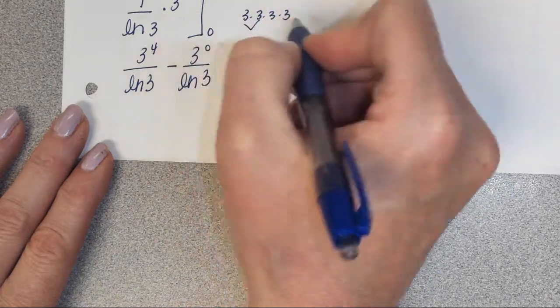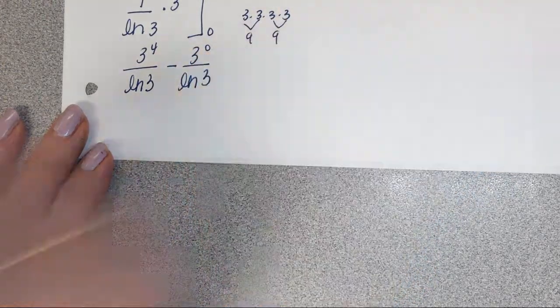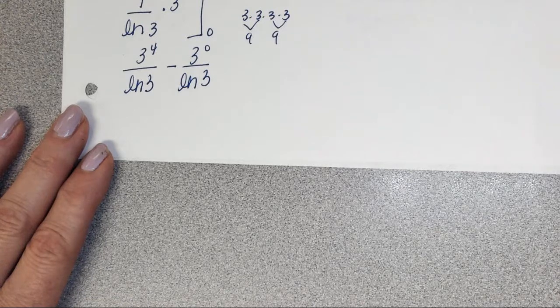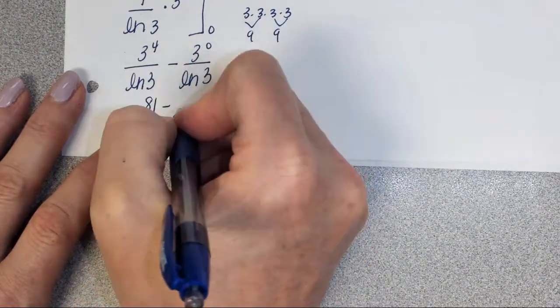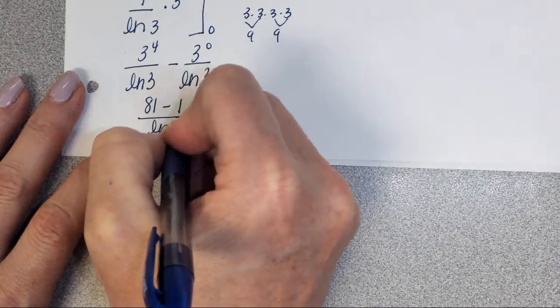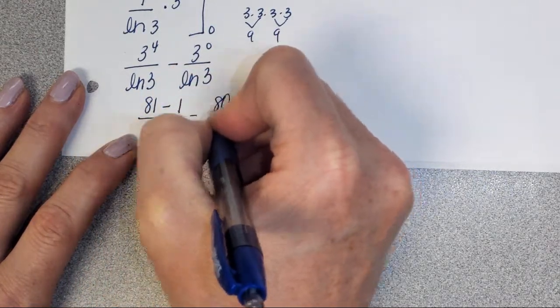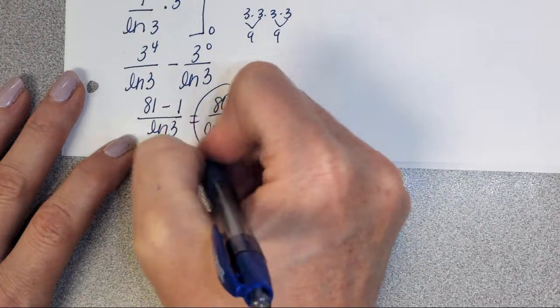So just think of it like this. 3 to the 4th is just 9 times 9, 81. That's easier. So we have 81 minus 1 over natural log of 3. And that's going to be 80 over natural log of 3.